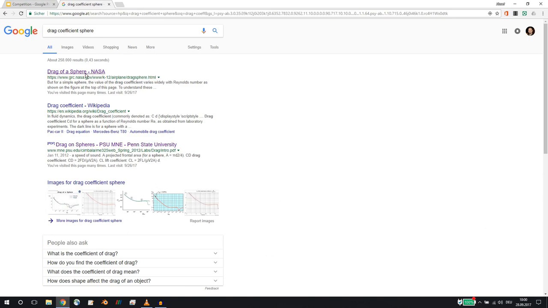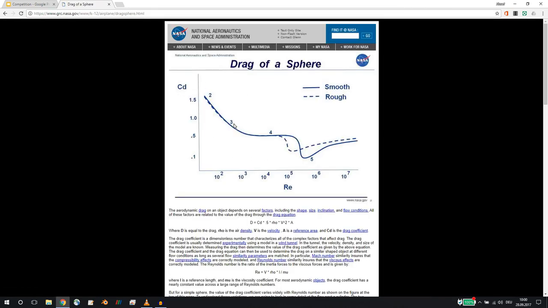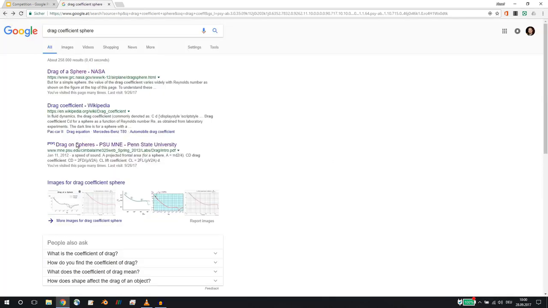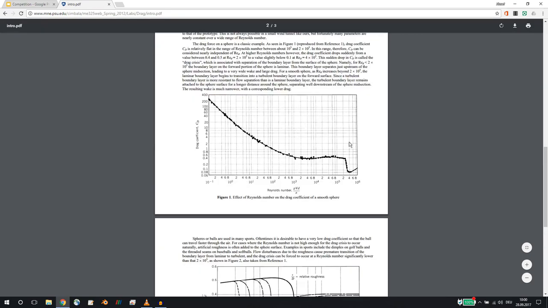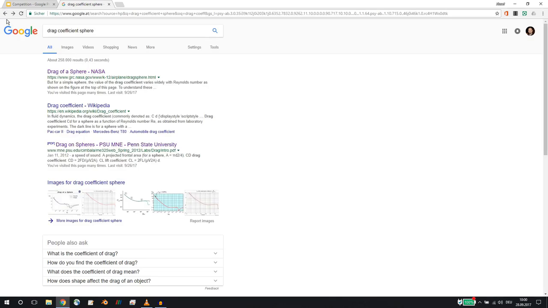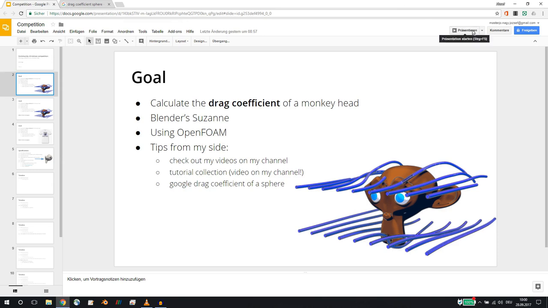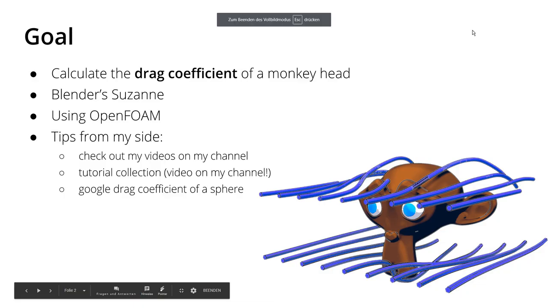Most probably the first link is going to be the homepage of NASA. If you click there you already see a diagram which shows that, for example, the drag coefficient of a sphere is not constant, but is a function of the Reynolds number. And that there are certain regimes that you have to consider, or there is a very good PDF from Penn State which describes this also. Here you can also see the diagram. So Google it so you can familiarize yourself with the topic, what the drag coefficient is, and so on. Okay, so these are my tips at this point.